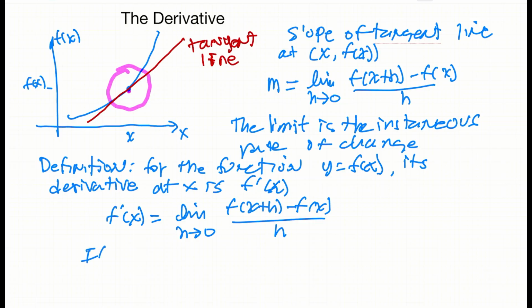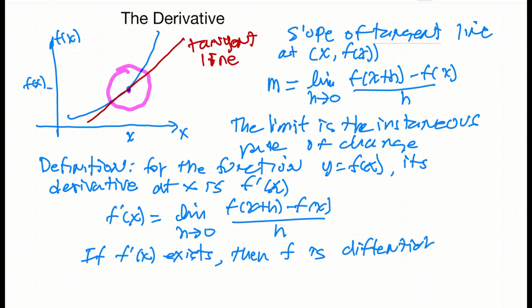So if f prime of x exists, it may not exist, there may be a point of discontinuity, then we know that f is differentiable at x. So there's our basic definition of the derivative written in terms of the limit. It's a very general definition. So now let's do some examples.